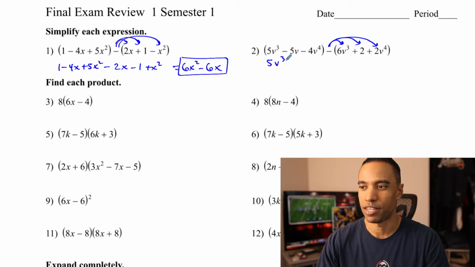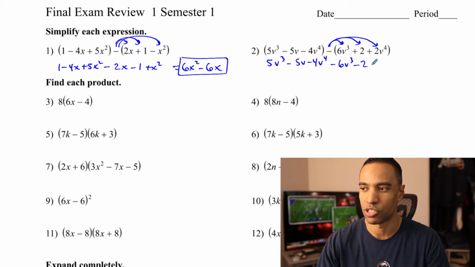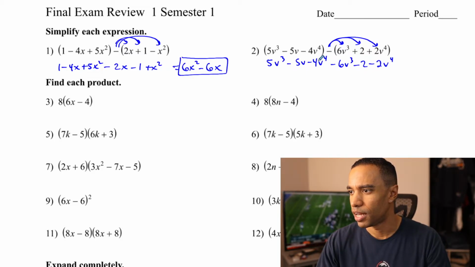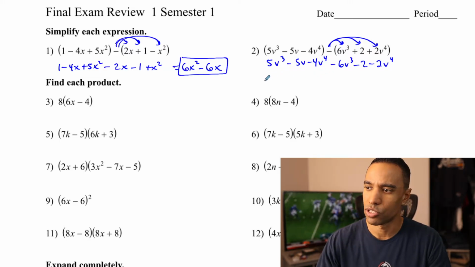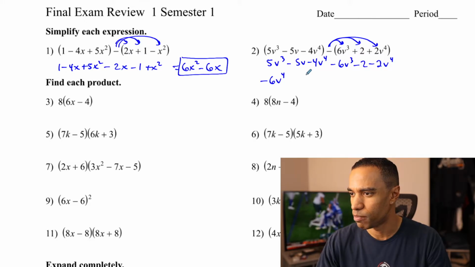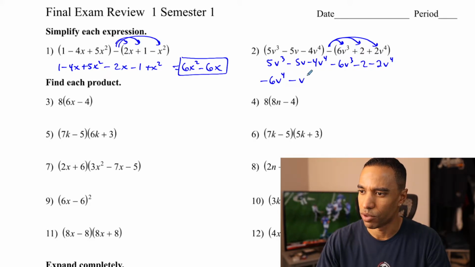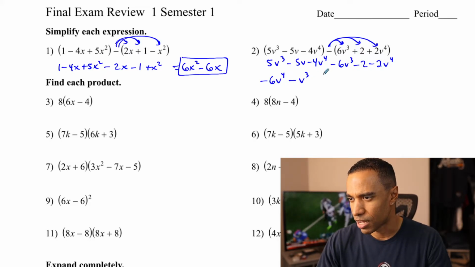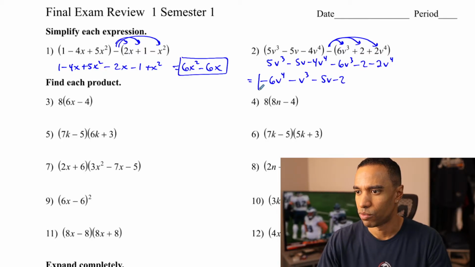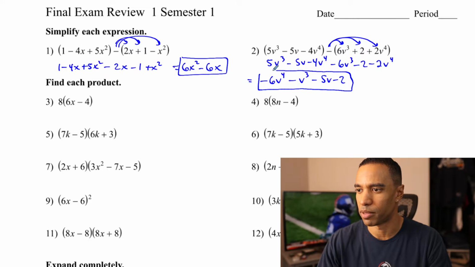I got 5v cubed minus 5v minus 4v to the fourth minus 6v cubed minus 2v to the fourth. They all combine, sort of. Negative 4v to the fourth minus 2v to the fourth is negative 6v to the fourth. I have 5v cubed minus 6v cubed, which is negative 1v cubed. I have a constant and it's linear, so negative 5v minus 2. Right there. That looks like standard form. That looks like it's all combined.